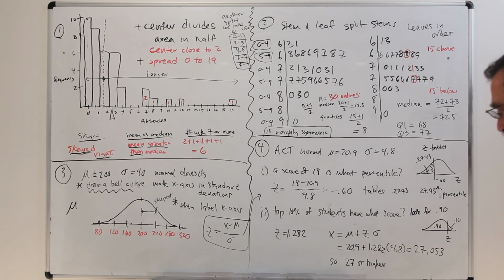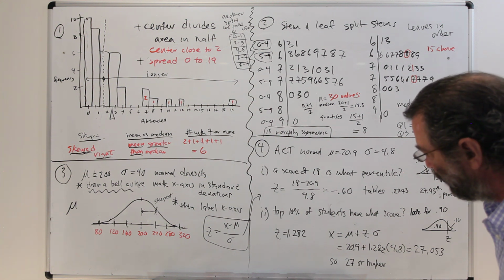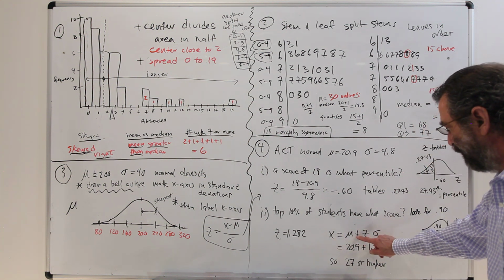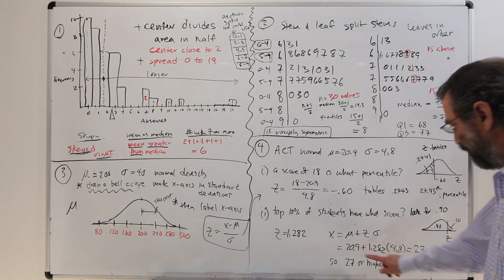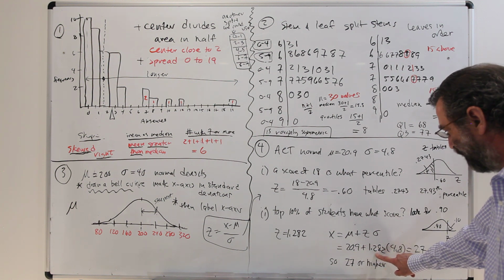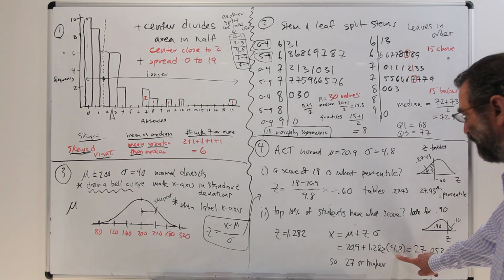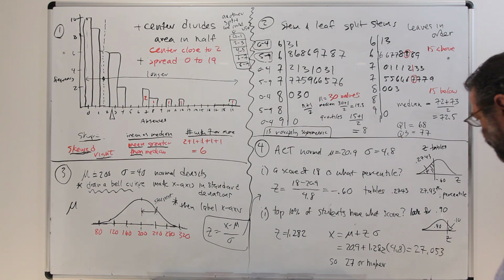There will be find values from a z value. As we go, the x value is mu plus z sigma. So the mu is 20.9. The z for 90% is 1.282. And sigma is 4.8. Out comes 27.053. So we say 27 or higher. This is the approximate place where the top 10% of students have scores.